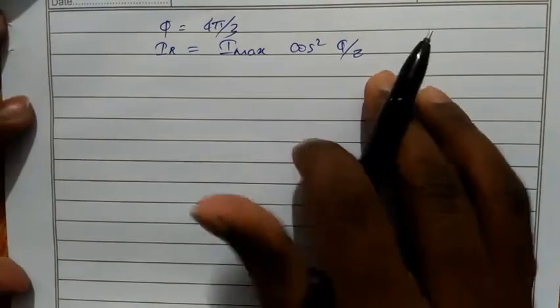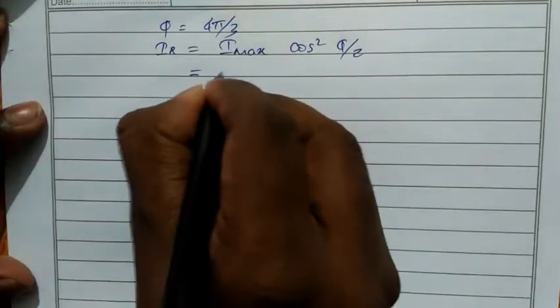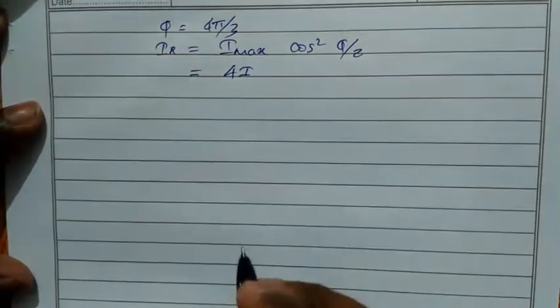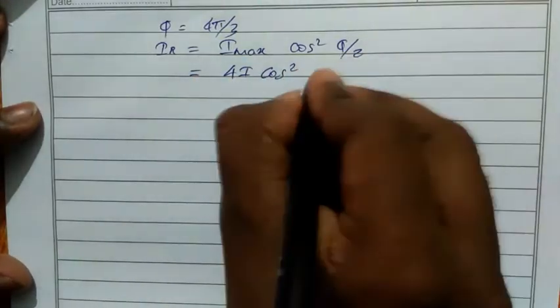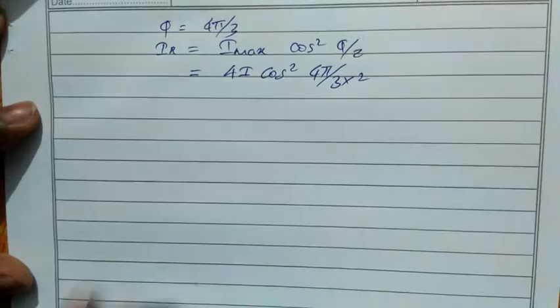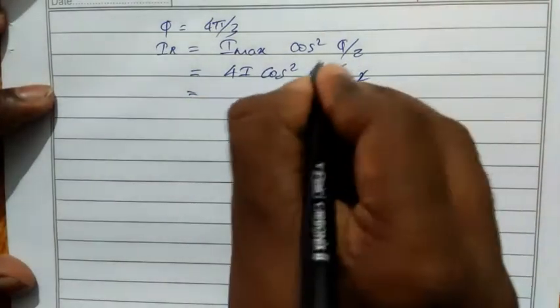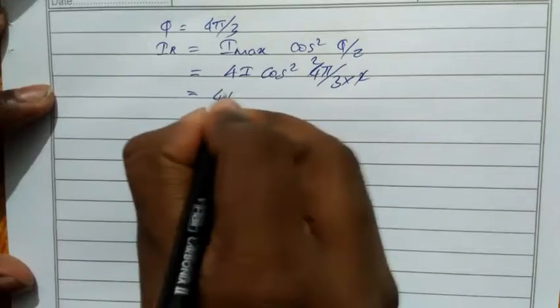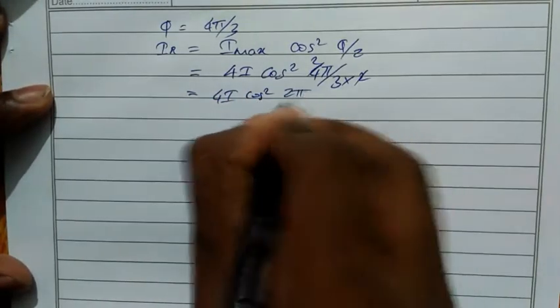So here the final step, substitute the value. I max, we know I max is 4I, and cos square phi by 2 is 4 pi by 3 into 2. So the 2 and 4 get cancelled, 4I cos square 2 pi by 3.